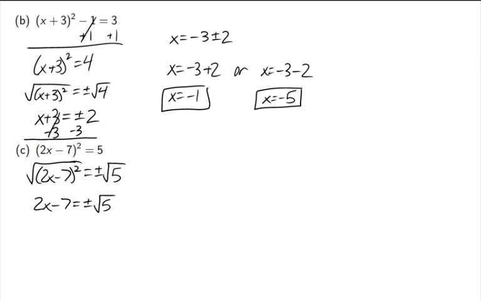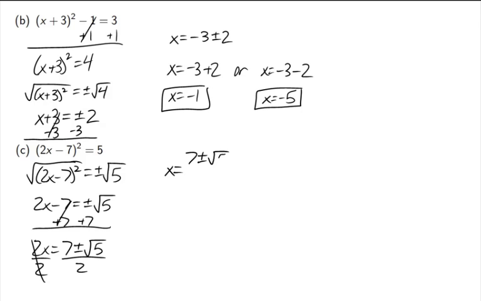So now I just want to get x by itself. So let's add 7 to both sides. And again, there's no combining these. I just have really 2x equals 7 plus or minus the square root of 5. And then if I want to finish getting x by itself, I'll divide by 2. And that gives me the solution x equals 7 plus or minus the square root of 5, over 2.